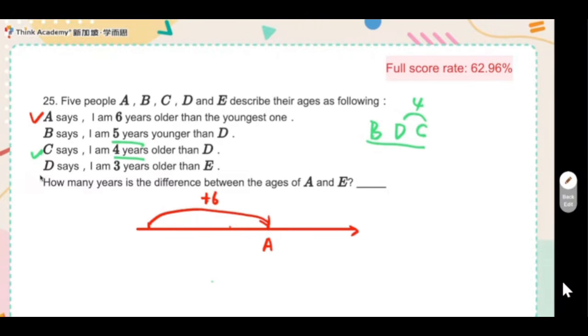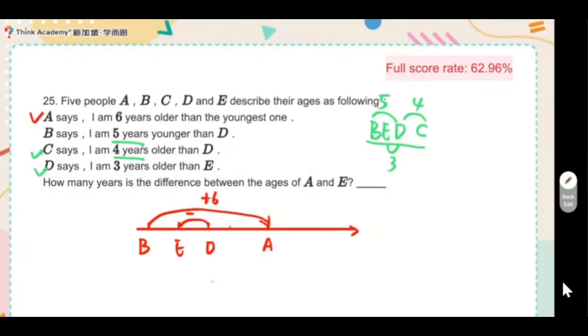And then let's see, D says, I am 3 years older than E. So D is 3 years older than E and B is 5 years younger than D. So we can see E should be in between them, right? And D is 3 years older than E. So here is their relationship. So tell me, who is the youngest? B, right? So we can see right now their relationship looks like this. B is the youngest, and then there should be E. And then there will be D. And we also know that E is 3 years younger than D.